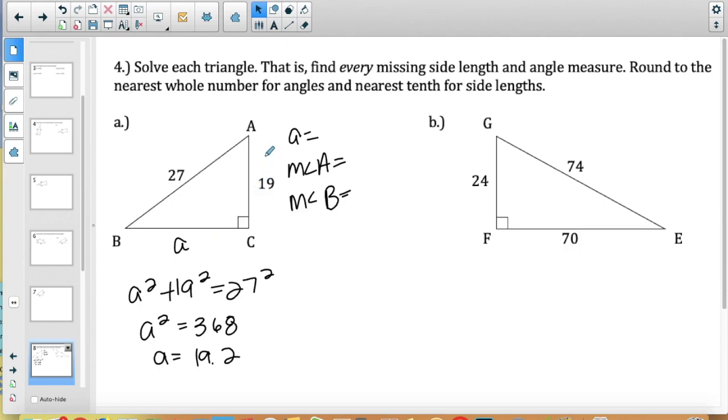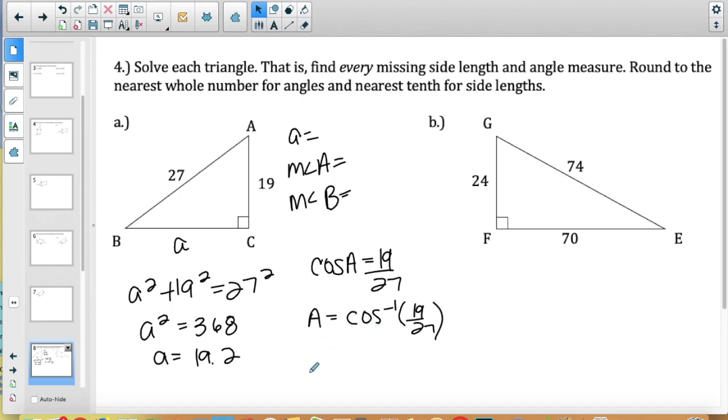I chose to use cosine to find angle A. So the cosine of angle A equals 19 over 27, the adjacent over the hypotenuse. And to get that angle, we're going to use inverse. So angle A equals the cosine inverse of 19 divided by 27.